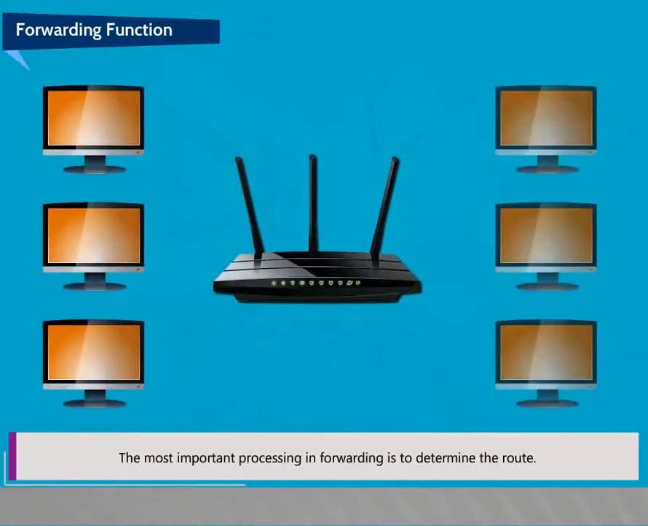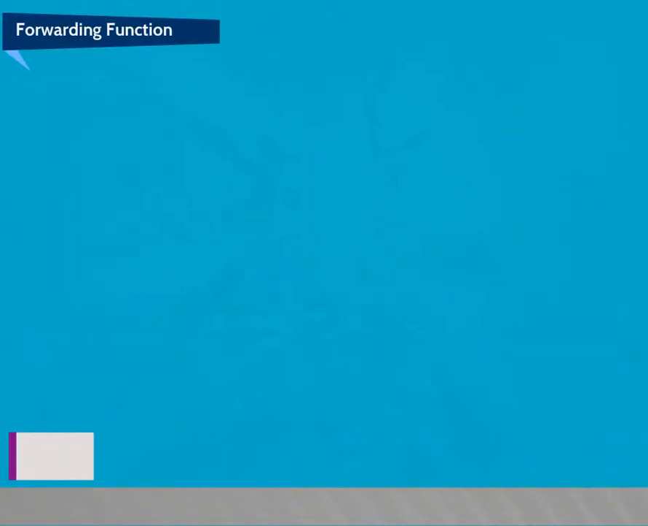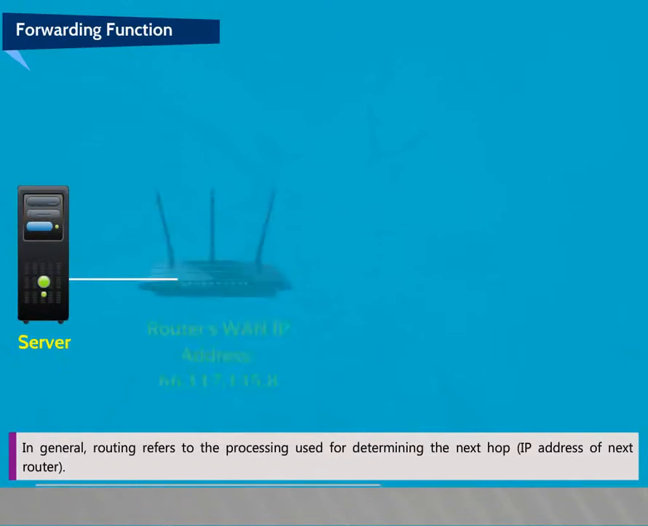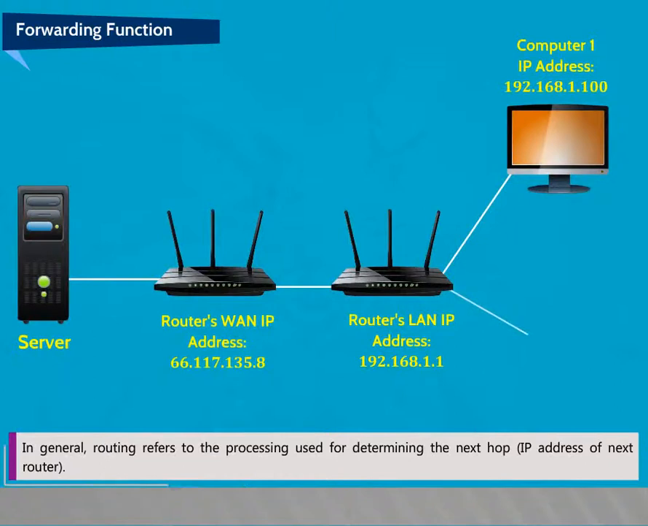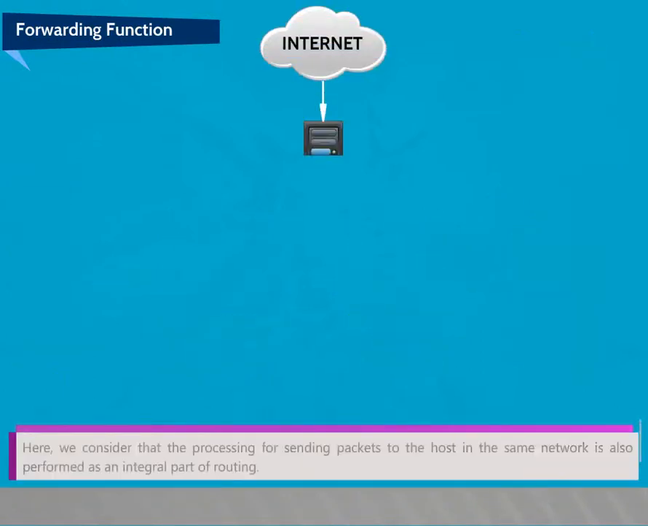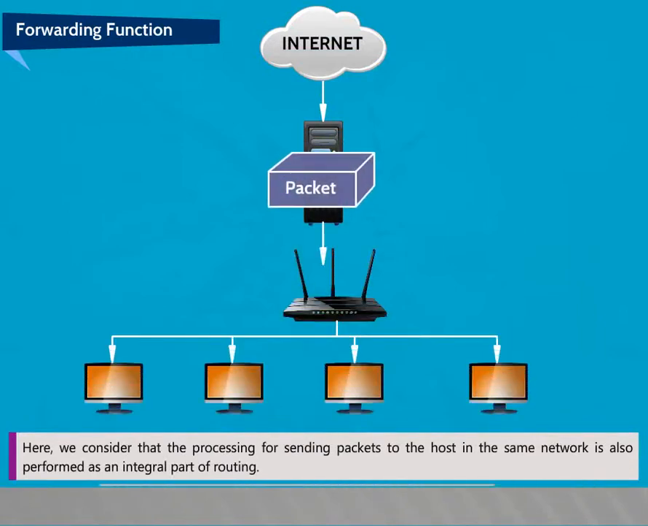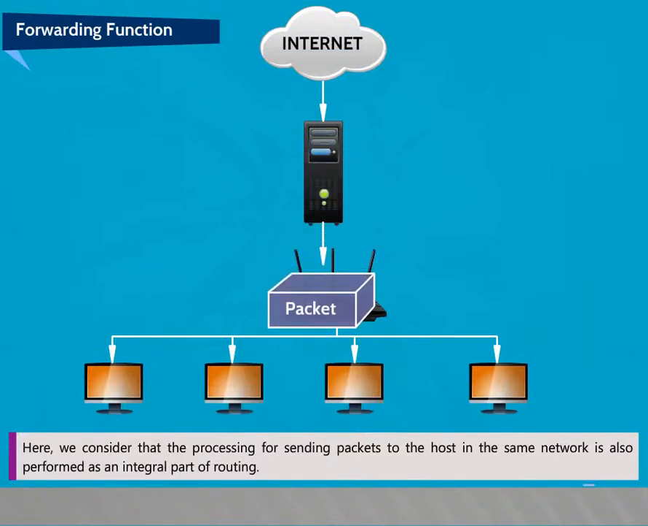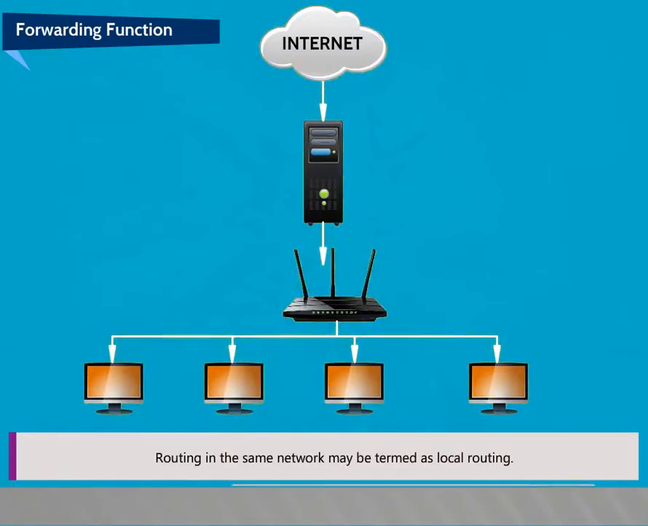Forwarding function. The most important processing in forwarding is to determine the route. In general, routing refers to the processing used for determining the next hop, that is, IP address of next router. Here, we consider that the processing for sending packets to the host in the same network is also performed as an integral part of routing. Routing in the same network may be termed as local routing.